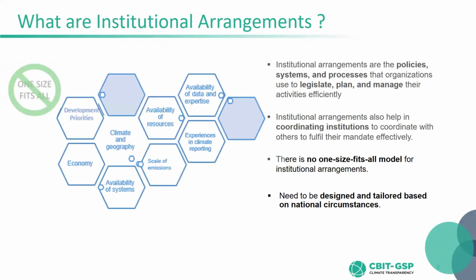Just to quickly introduce institutional arrangements: they refer to the policies, systems, and processes that organizations implement to govern, plan, and manage their activities efficiently. These arrangements can facilitate coordination among institutions and enable them to collaborate effectively and meet their commitments. They must be designed for each country's unique context, which means there is no one-size-fits-all model. They should be based on your national circumstances, taking into consideration your existing systems, priorities, capacities, experience with climate reporting, and the resources and data availability.